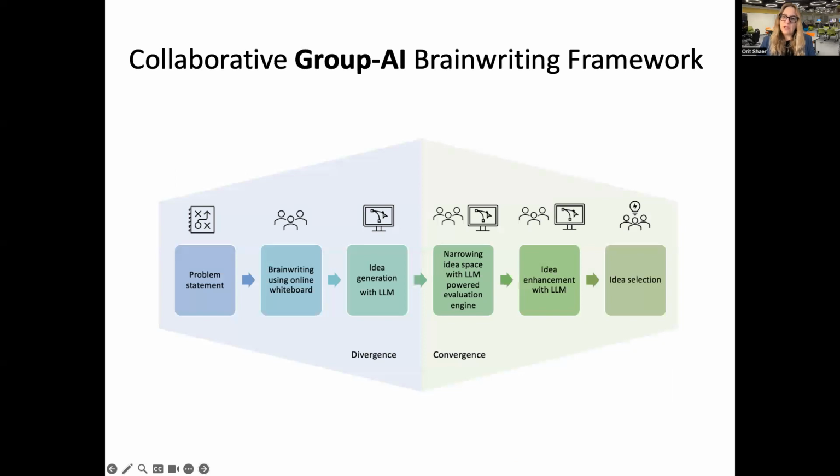To answer our research questions, we designed a collaborative group AI brainwriting framework. We designed the framework so that it integrates large language models to support both the divergence and convergence stages of brainwriting, focusing on idea generation and evaluation. We then conducted two studies on the two stages of the collaborative brainwriting process.